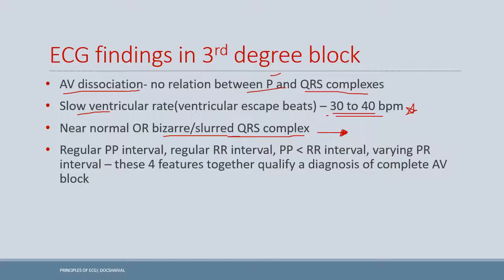Now, regular PP interval, regular RR interval, the PP interval less than the RR interval, and varying PR interval. These are the four criteria or features that qualify the diagnosis. You can remember these also, but this is something that is mentioned in the text, and you should know it to qualify a diagnosis of a complete AV block.